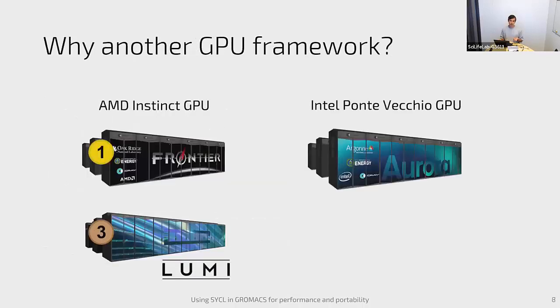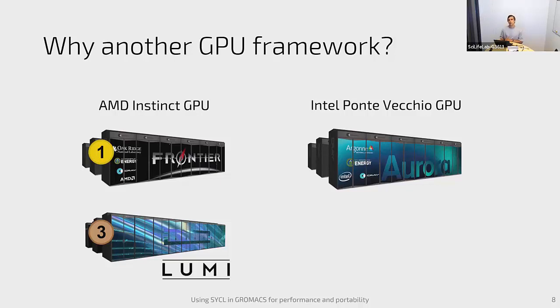But things are changing. If we look at the most recent top 500 list, the first and third place are taken by AMD machines, Frontier in Oak Ridge and Lumi in CSC in Finland, and Argonne laboratory hopefully soon will have an Intel-based machine with up to 2 exaflops of performance. So obviously focusing only on CUDA is not really possible if you want to stay relevant in the coming exascale age.